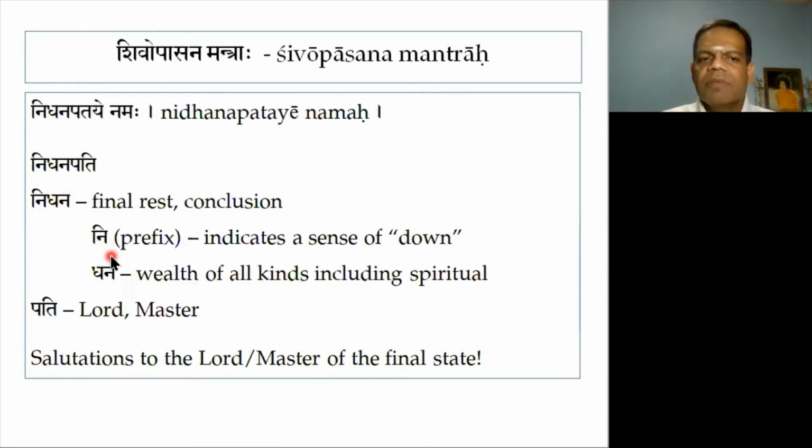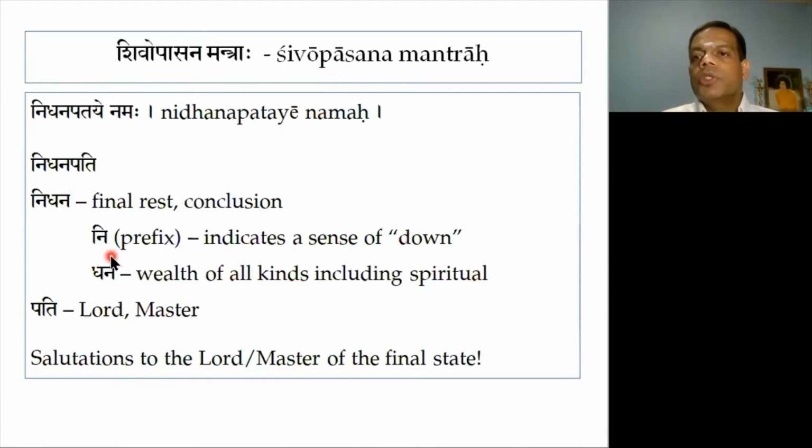I have not put the Sanskrit word here. The word is upa-sarga. There are many which you may have come across, like pari, pra, ni, nir, vi, and so on. There are about 20 odd upasargas which are prevalent. Ni is one of them. It generally indicates a sense of down. There's no real meaning, but it gives you a sense of a particular quality.